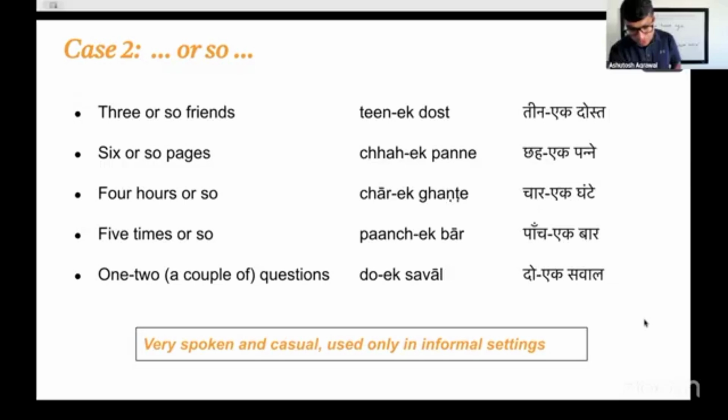Okay, let's do Narase ji, you want to read the next 2? 5 times or so. 5 एक बार. And a couple of questions. 2 एक सवाल. Yeah, very good, right? So casually, at the end of the class, Narase ji, you want to say, Ashu ji, I have 2 or so questions. How will you say that in Hindi?